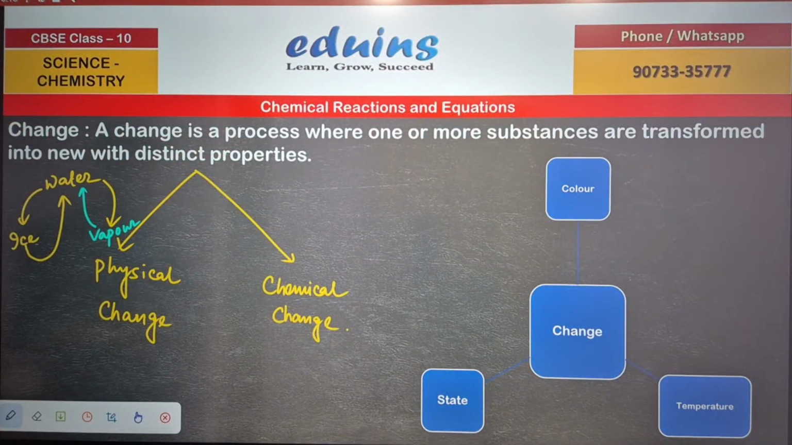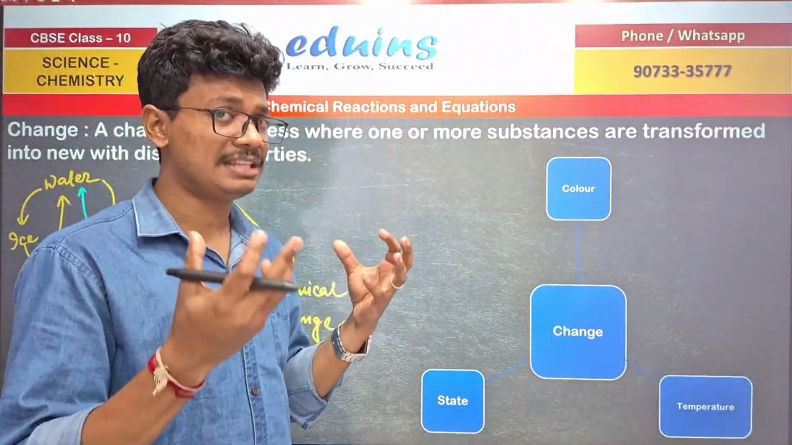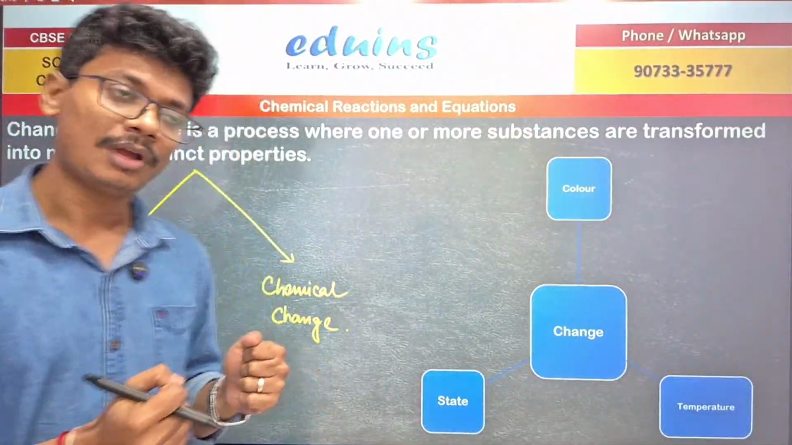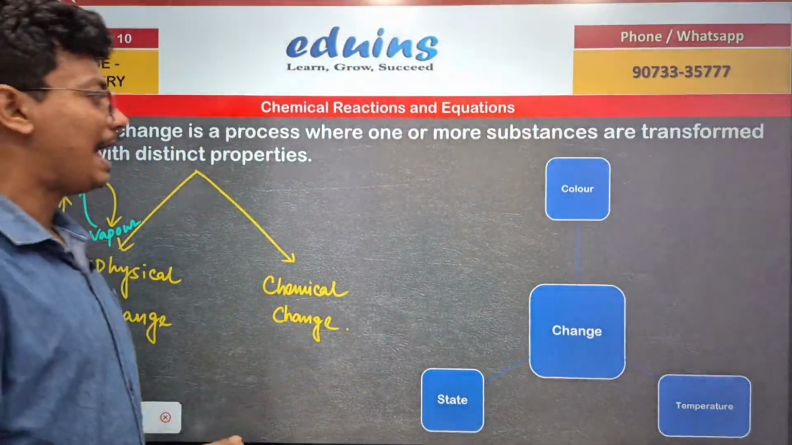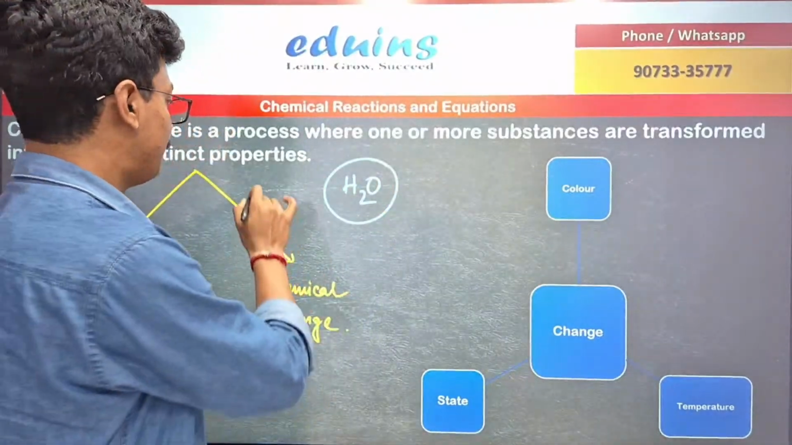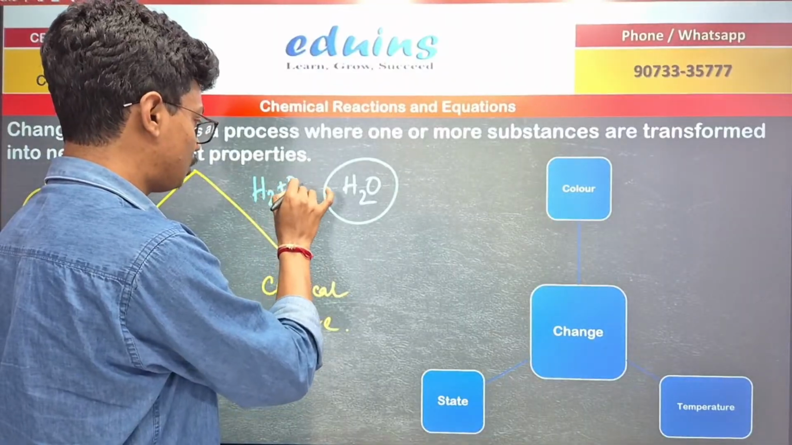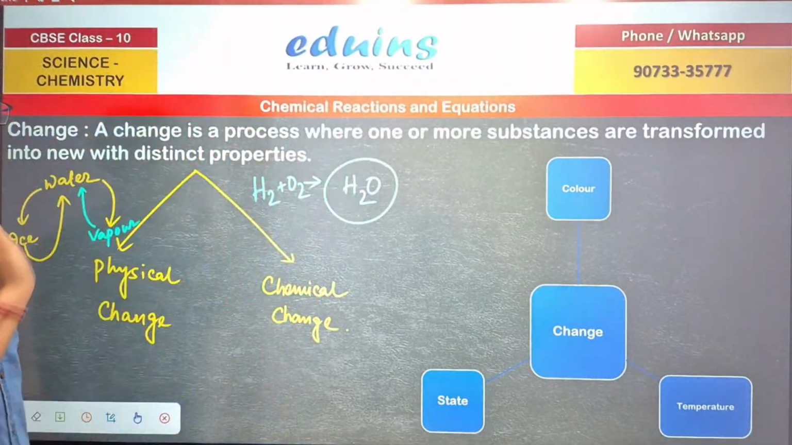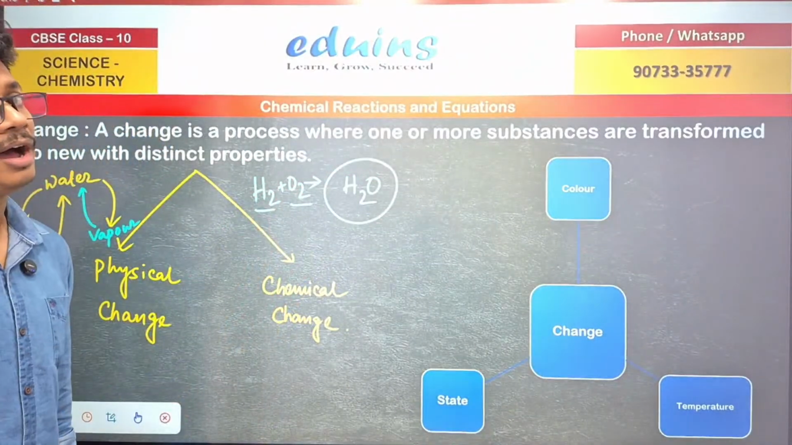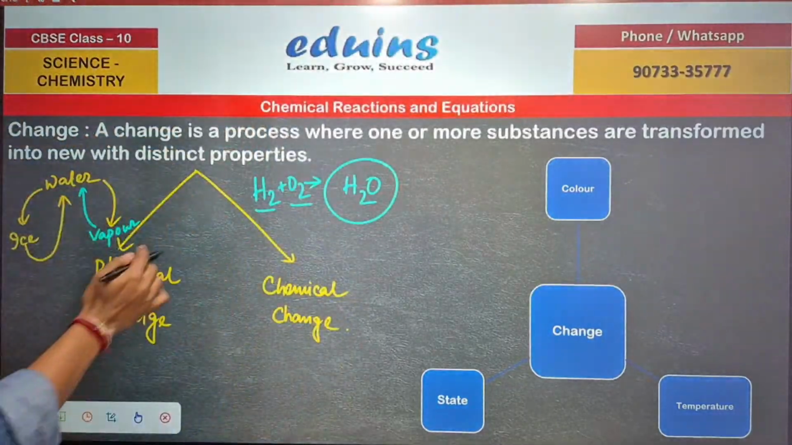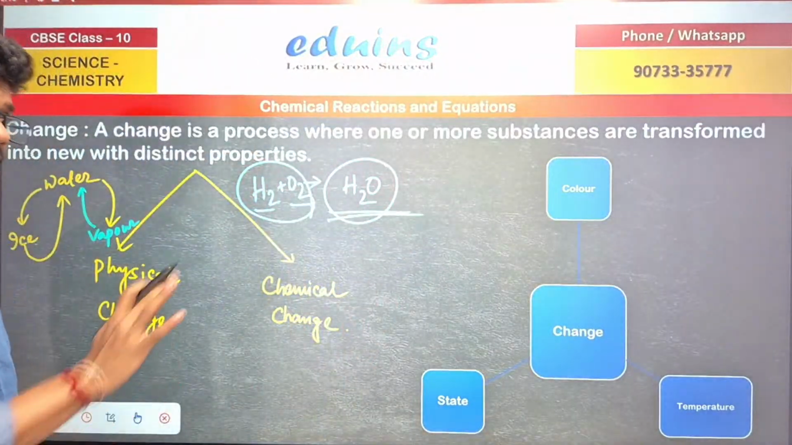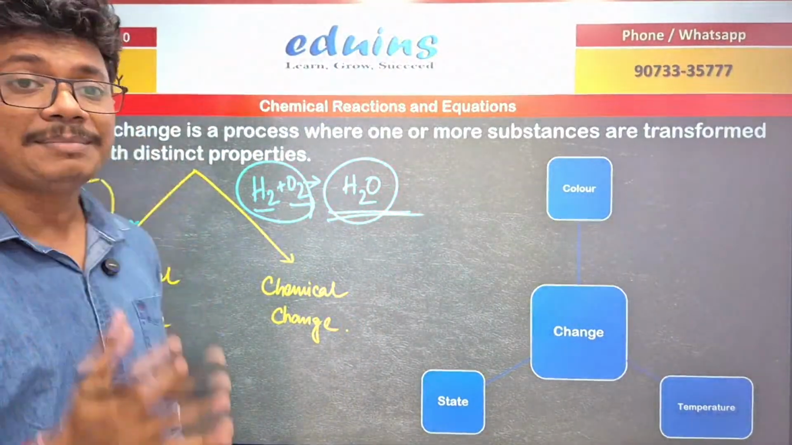What is chemical change? Chemical change is the change in which the composition of a substance is changed. How? Like in the case of water, that is H2O. How will it form? By reacting hydrogen plus oxygen, it will form water. Hydrogen is a gas, oxygen is also a gas. By reacting these two gases, it will form a liquid. Clear? This is chemical change.